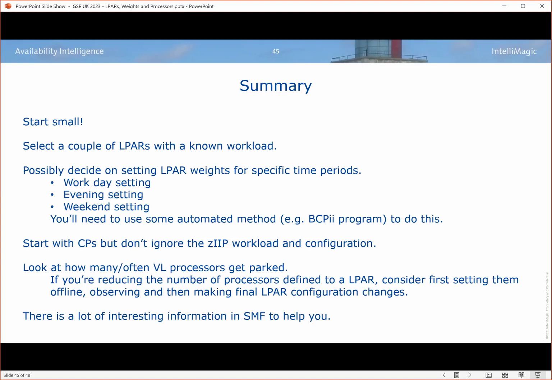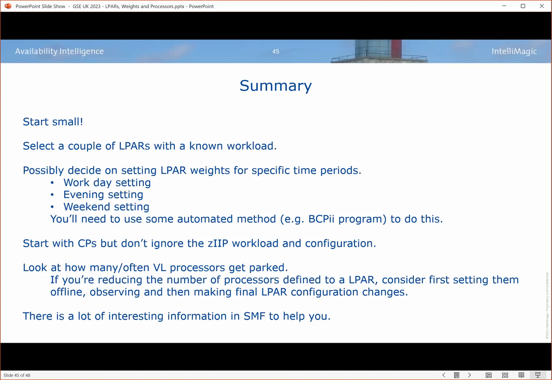So with the vertical low processors, as I said, it's important to look at how many get parked. When you're going through the process of making changes, you want to be careful to make sure it doesn't hurt. So sometimes when you're reducing the total number of processors, because you found so many were parked, set them offline first. They're not going to be used, they're not going to hurt you, and you can determine whether that was the right value, okay? So a lot of observation is needed.